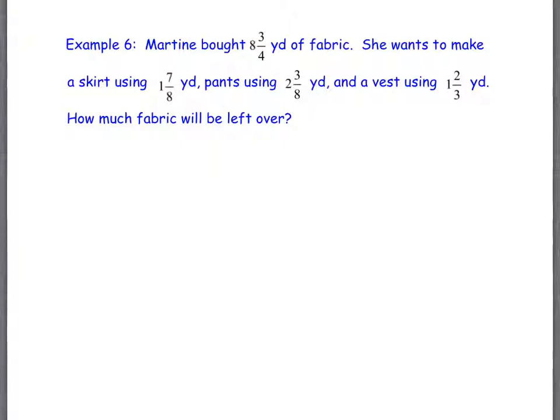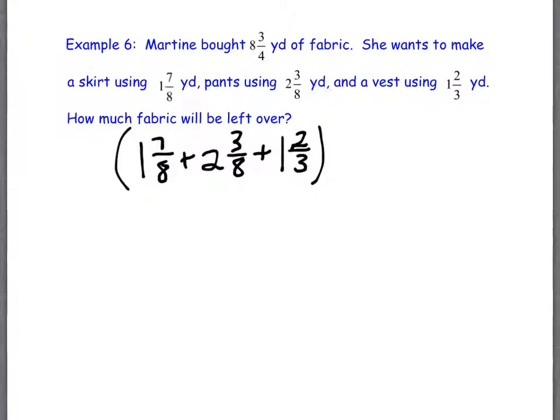I would add the ones that she's using together, and then subtract that total from 8 3/4 yards. So you want to add those together first, and then in essence subtract them from that one. Does that look good? Yes. Okay. I think that's a good way to do that. So we're doing it in sort of two different steps happening there.